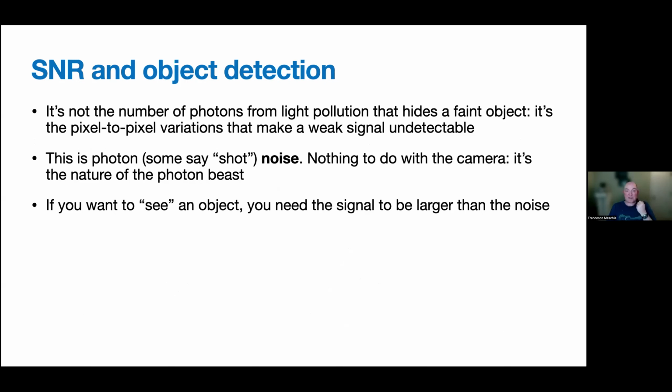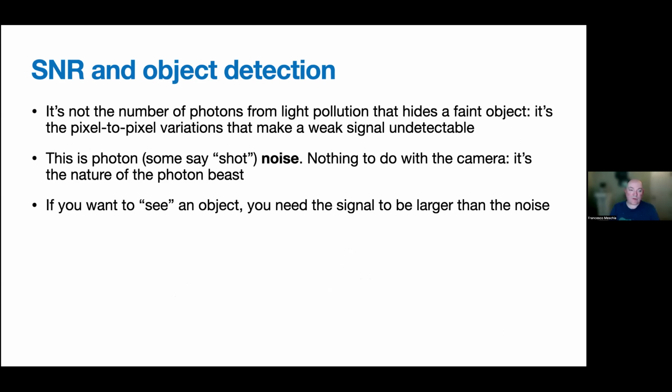Because it's not the number of photons from light pollution that hides a faint object. It is the fact that from pixel to pixel, there are variations. There's the standard deviation: 66 times out of 100, you can expect that the variation from one pixel to the next will be less than one standard deviation. And it's this variation that makes a weak signal undetectable, because the variation itself is larger than the signal that you want.